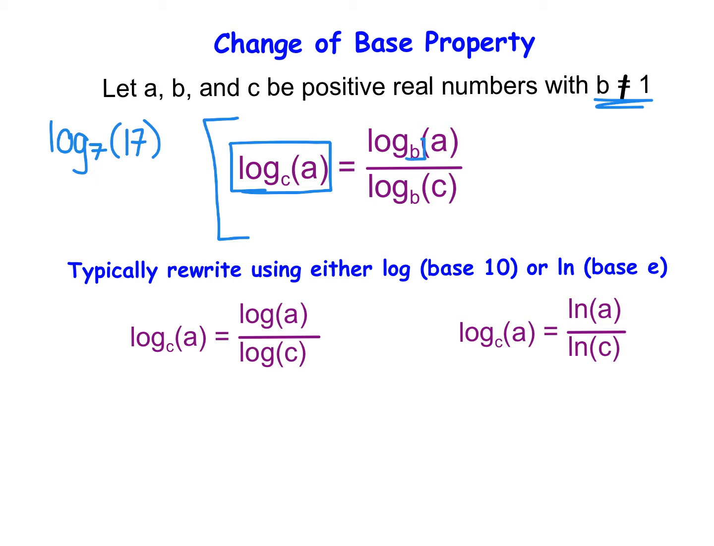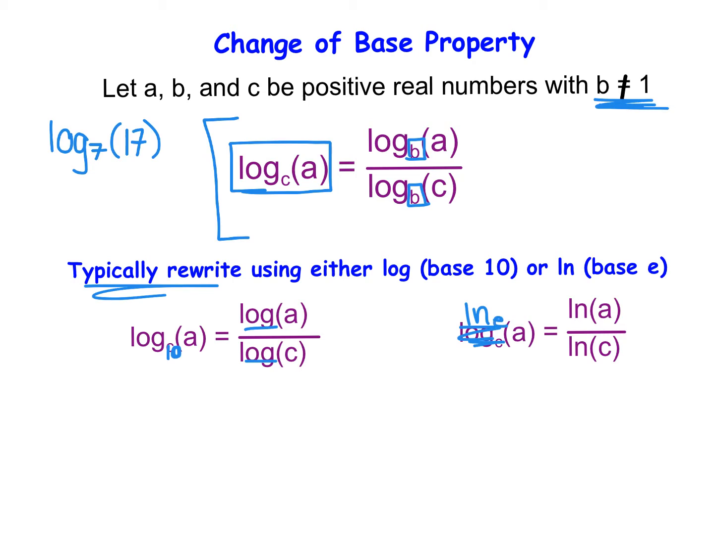Now, we can choose to write it with any base we want. That's why they say b just can't be 1. You can choose to write this with whichever base you choose: 2, 3, 4, 5, whatever you want. Typically, we rewrite these either with log base 10. Notice this is just normal log, because any log without a number in the subscript is a log of base 10. Or we'll write it with the natural log, which is log base e.